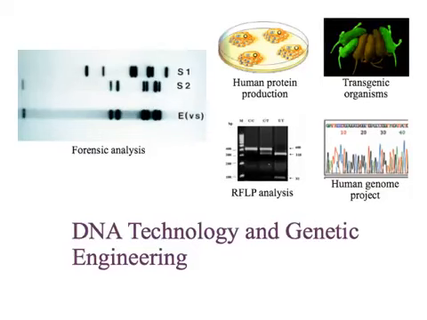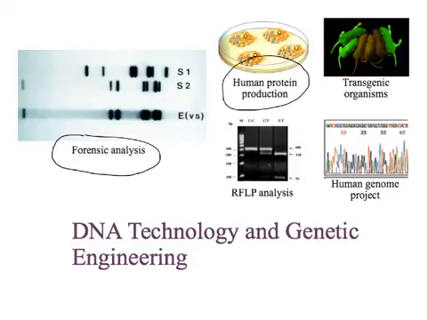Hello biology students, and welcome to our next unit, which is going to be all about biotechnology, which is DNA technology and genetic engineering. Some things you can do with DNA technology and genetic engineering include forensic analysis, CSI, solving the mystery crime scene kind of stuff. We can produce human proteins in mass in the labs. We can make transgenic organisms. We can do RFLP analysis, a whole bunch of stuff that we're going to talk about in this unit.